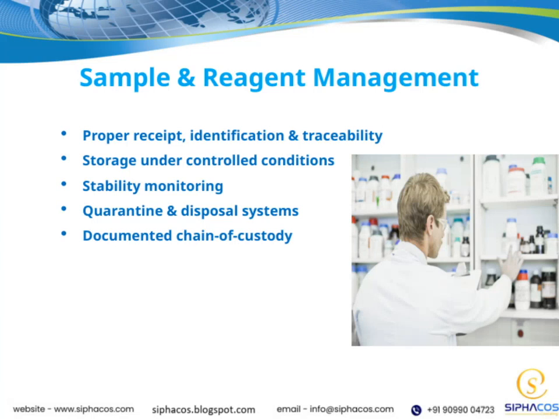Let's now discuss some essential practices for managing samples and reagents effectively. First, having a proper receipt process, along with clear identification and traceability, is crucial. This means every sample or reagent should be accurately documented when received, labeled properly, and tracked throughout its life cycle. It helps us maintain integrity and accountability.